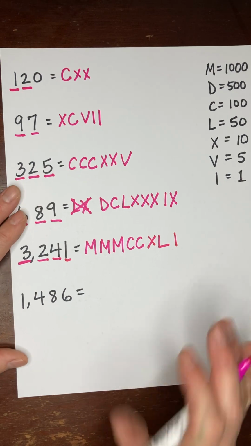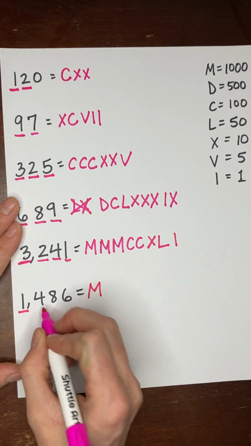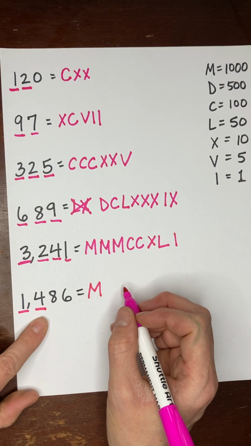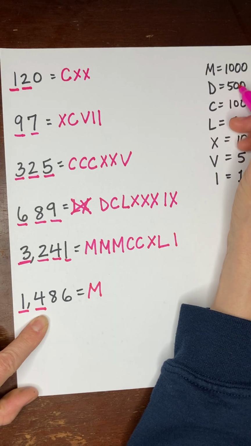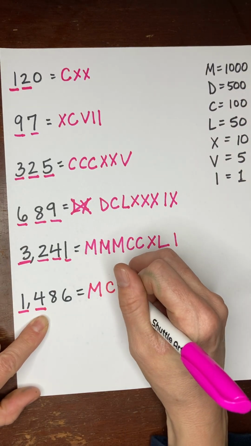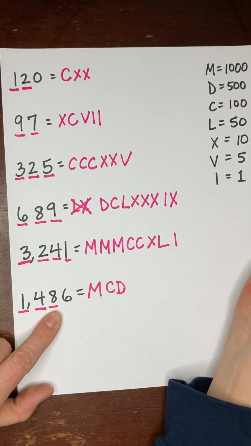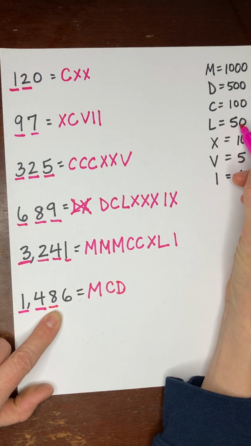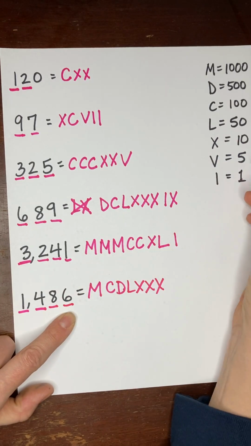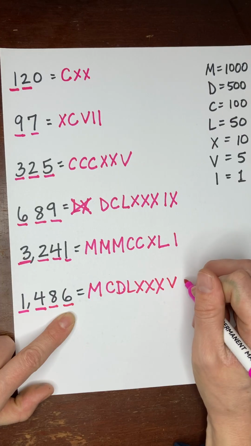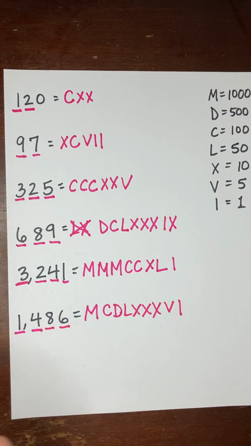All right, last one. You can do it. Keep going. All right, we've got 1,000. We have 400, but we're not allowed to use 4 C's in a row. So let's do a 500 minus a 100, right? So CD, that means 500 minus 100. Then we have 80. I'm allowed to use 3, so we can do L, X, X, X, and then my 6, I can do 5 plus 1. So V, I. And there you go. Now we've gone from Roman numeral to number and number to Roman numeral.